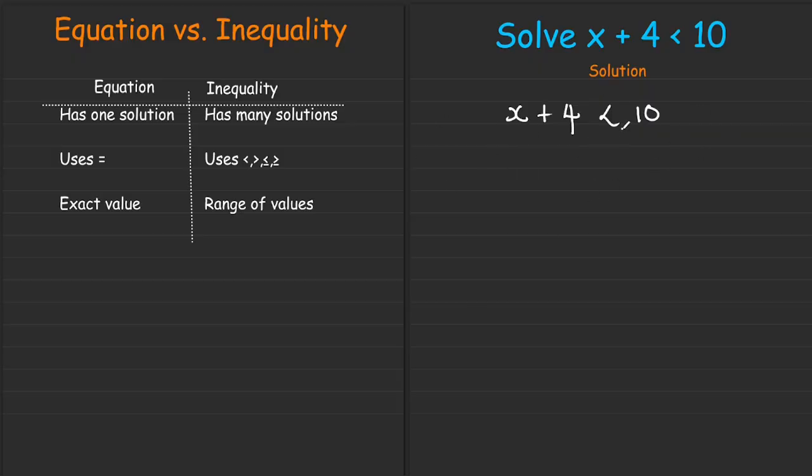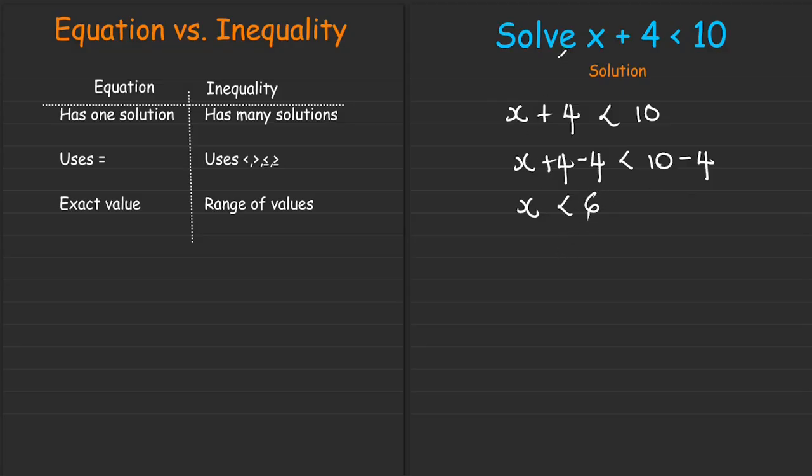So solving this as we would in equations, all we need to do is to move our 4 to the other side, using the balancing method or any other method. We have x plus 4 minus 4 less than 10. And since we have subtracted 4 from the left hand side, we do the same to the right hand side. So this gives us x plus 0 less than 10 minus 4, which gives us 6.